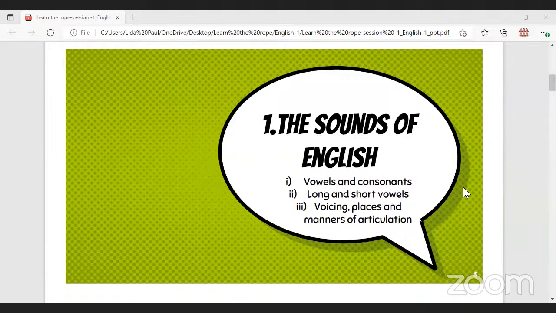So we'll look at the voicing feature, and we'll also briefly look at the places and manners of articulation of English sounds. We'll look at only the places and the manners of articulation for the English sounds, not the ones in general. So that is to quickly give you a brief on what you'll be looking at in this class. Let's go to the details.